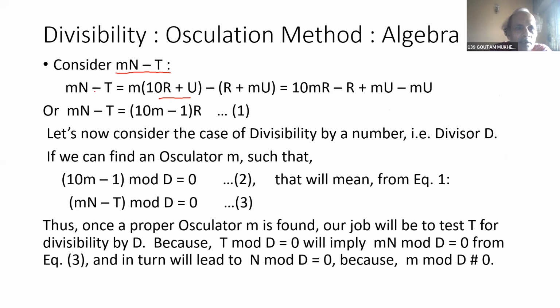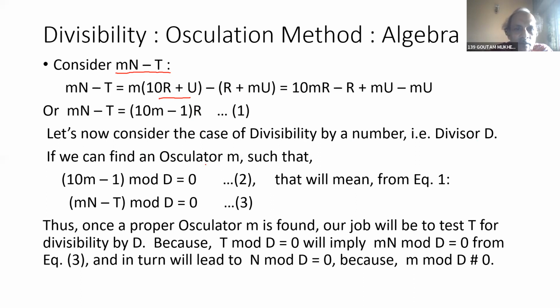So m into n minus t becomes m into 10 plus u minus r plus mu, which is, I subtract and so on. So mn minus t becomes 10m minus 1. This is equation number 1. Now consider the case of divisibility in case of divisor d.